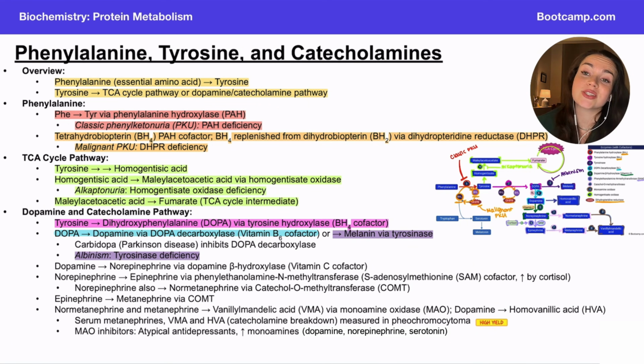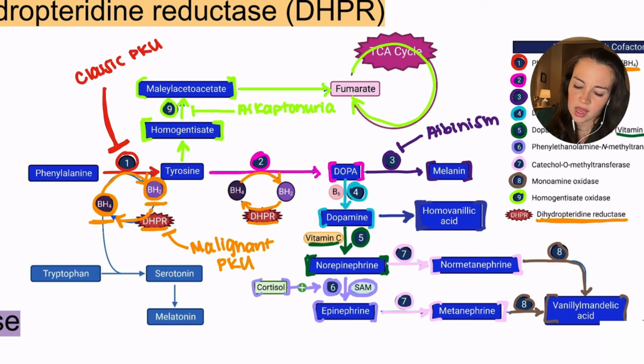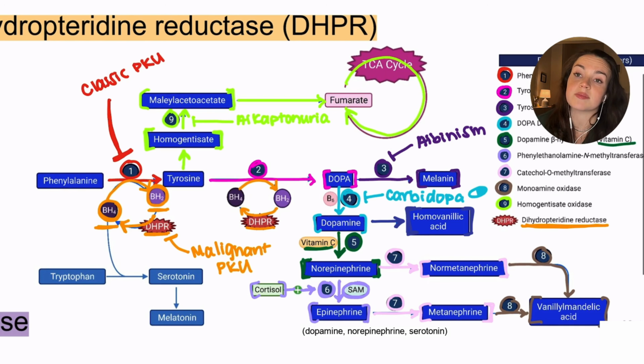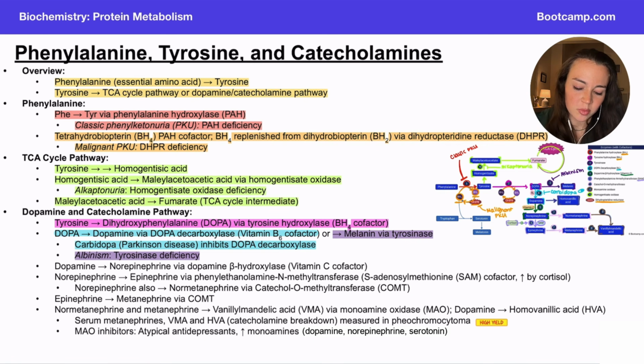For clinical implications, there's a very famous drug called carbidopa, which inhibits that dopa decarboxylase enzyme. And I'll add that to the diagram for you here. That's a medication that treats Parkinson's disease. The next step down the pathway is turning dopamine into norepinephrine via the enzyme dopamine beta hydroxylase, which had vitamin C as a cofactor. And then that norepinephrine could turn into epinephrine via that enzyme phenylethanolamine N-methyltransferase. That one had our friend SAM as our cofactor, our methyl group carrier, and it was upregulated by cortisol.